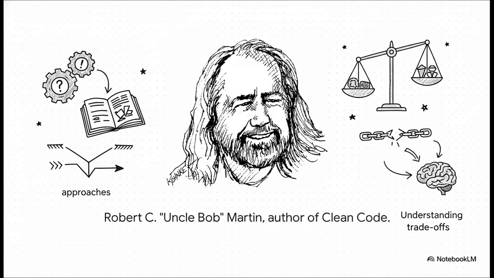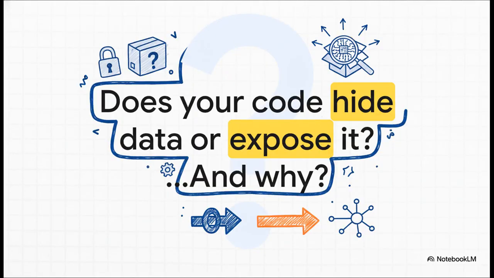Good developers, professional developers, they understand these trade-offs. They don't just follow some rule they read in a book blindly. They get the why behind it, and they choose the approach that actually fits the problem they're trying to solve. So here's my challenge to you. The next time you're writing code or even looking at your existing code, ask yourself this question. Look at a class and ask, does this thing hide its data or does it expose it? And more importantly, why? Because making that choice on purpose instead of just by accident, well, that's the real foundation of clean, professional, and maintainable software design.